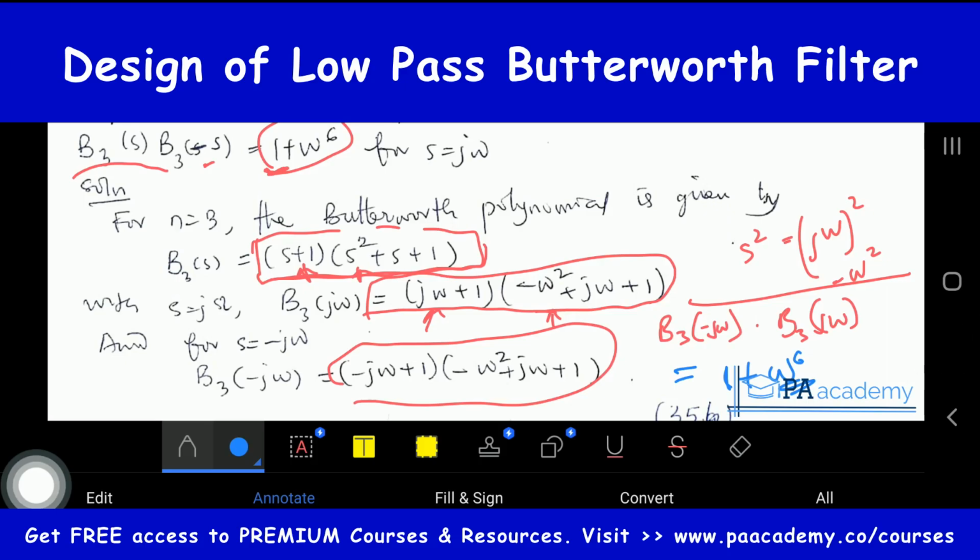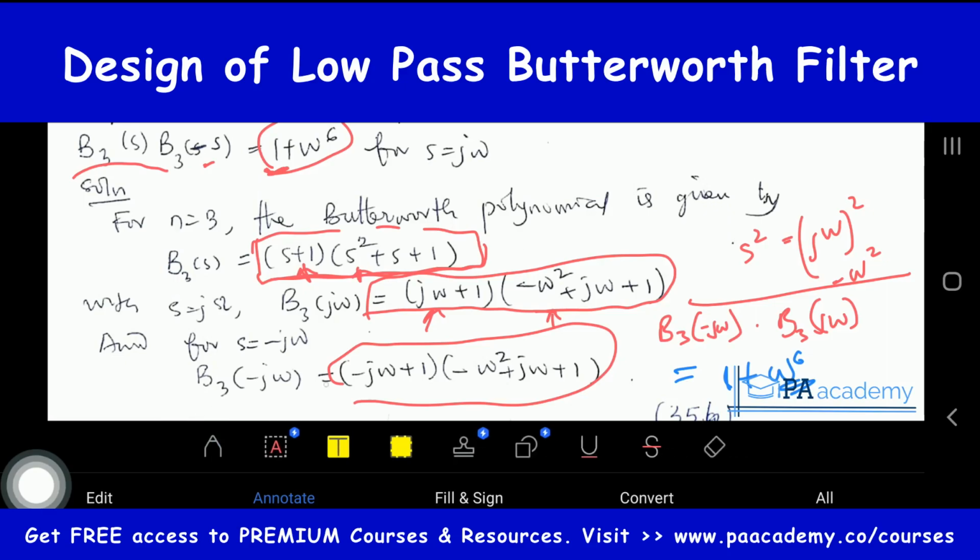So just go ahead and solve it and let me know in the comment section if you are able to get 1 plus omega raised to power 6 with all the explanation I've given with this example 3.